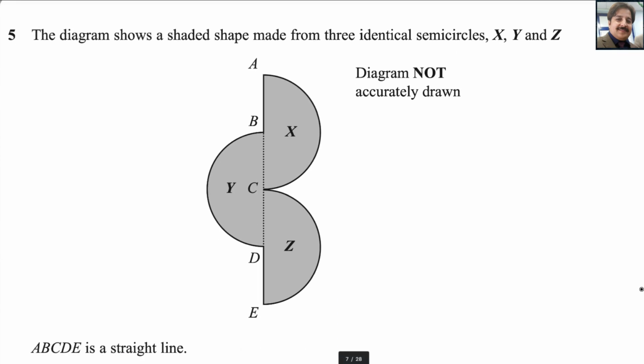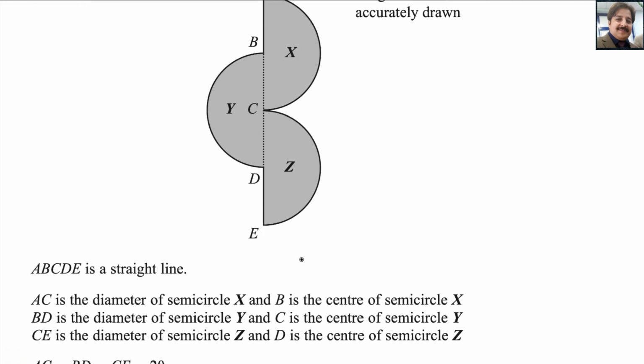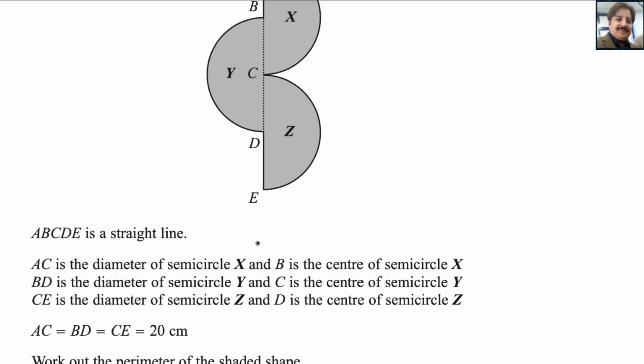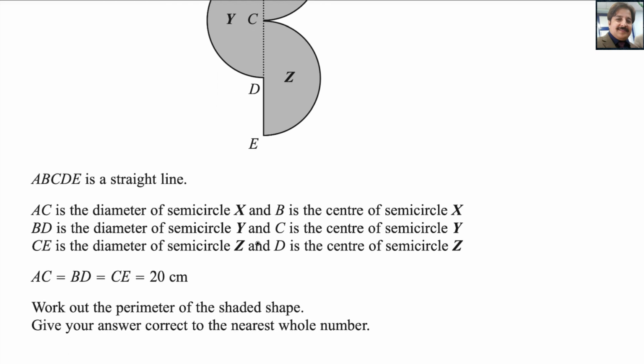Question number 5. The diagram shows a shaded shape made from identical semicircles. Semicircles are x, y, and z. A, B, C, D, E is a straight line. AC is the diameter for x. BD is the diameter for y, and CE is the diameter for z. And all these diameters are 20 centimeters. It means there are three semicircles.